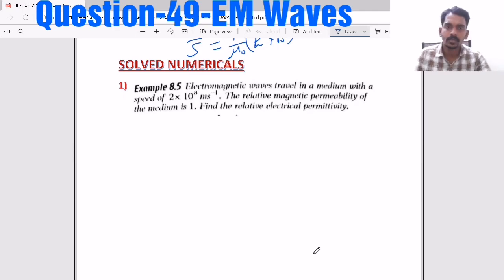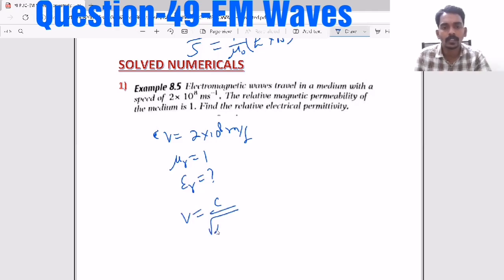Now, here is the first question. Electromagnetic waves travel in a medium with a speed, so the speed in the medium is given as 2 into 10 power 8 meter per second. The relative magnetic permeability of the medium is 1, so mu r is 1. Find the relative electrical permittivity, that is, epsilon r is how much?